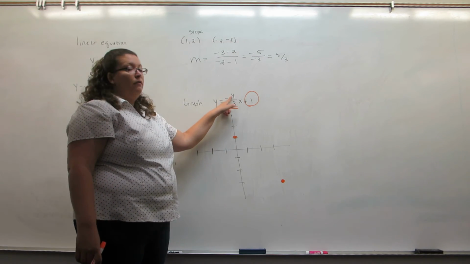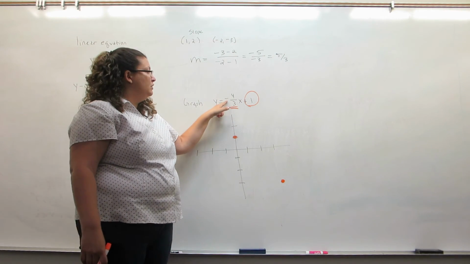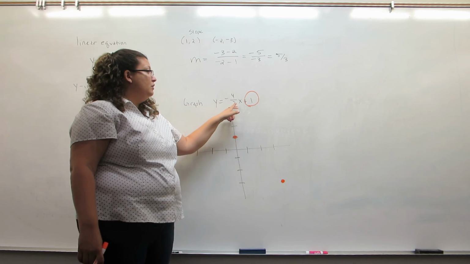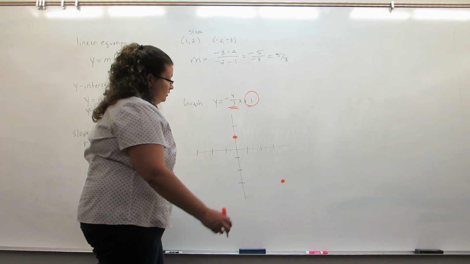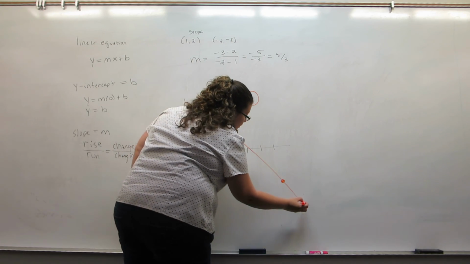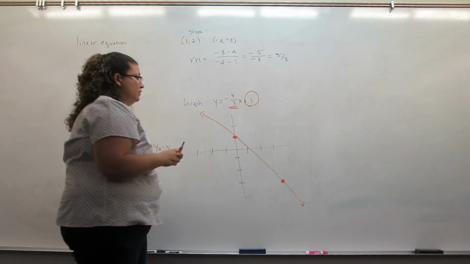This tells you how far you move in the y direction. Since it was negative, I moved down. This tells you how far you move in the x direction. Since it was positive, I moved right. And then I just connect the points to draw the line.